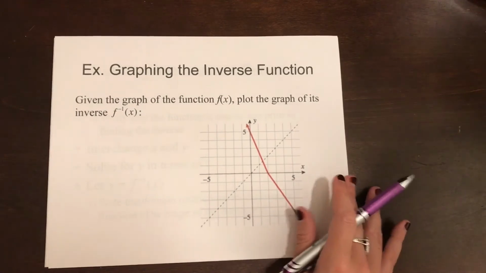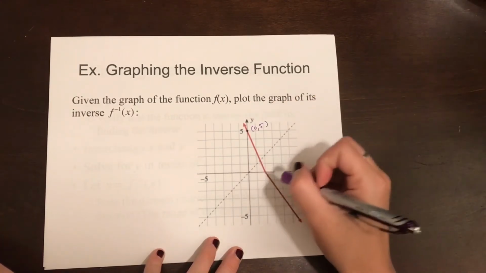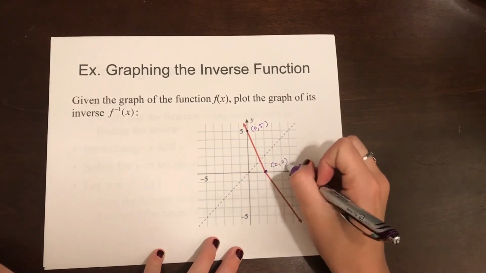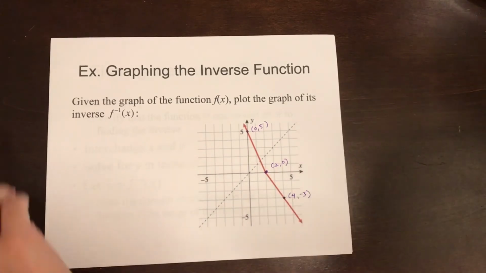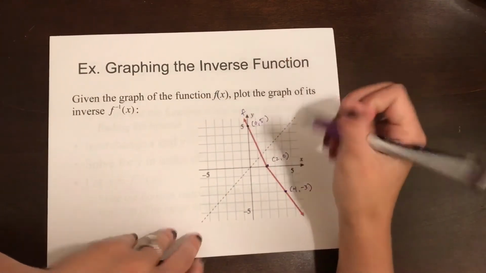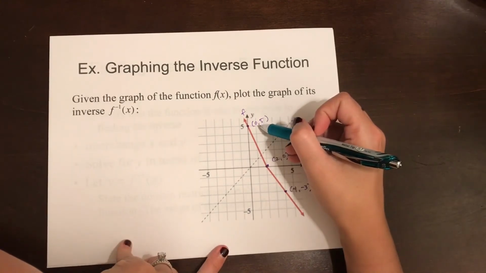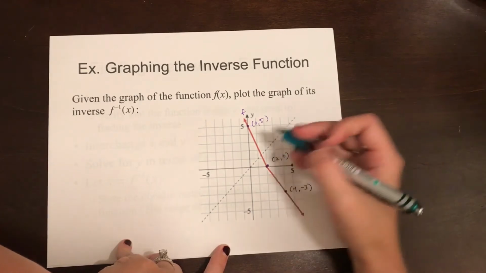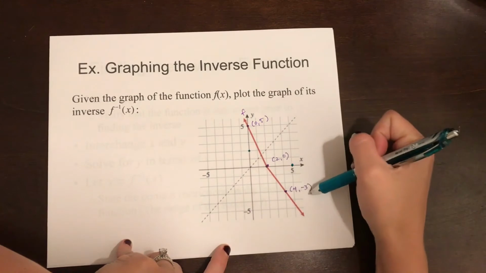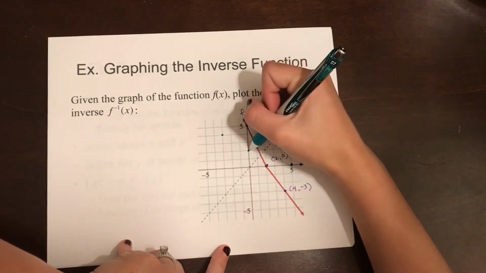Okay, so if we have this graph, let me identify a few points on here. This would be the point 0, 5. Where else? We have the point 2, 0, and we have the point 4, -3. Knowing those points, I can sketch the graph. So let's call this the graph of f. Knowing those points, I can sketch the graph of f inverse. If I know the point 0, 5 lies on the graph of f, then I know the point 5, 0 must lie on the graph of f inverse. If the point 2, 0 lies on the graph of f, then 0, 2 must lie on the graph of f inverse. If I know 4, -3 on the graph of f, then -3, 4 must lie on the graph of f inverse.